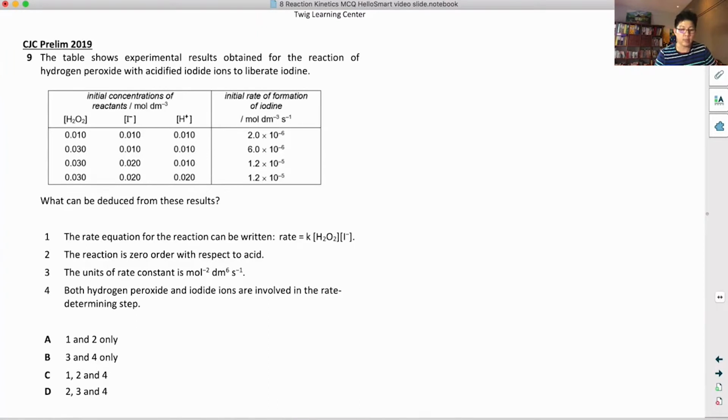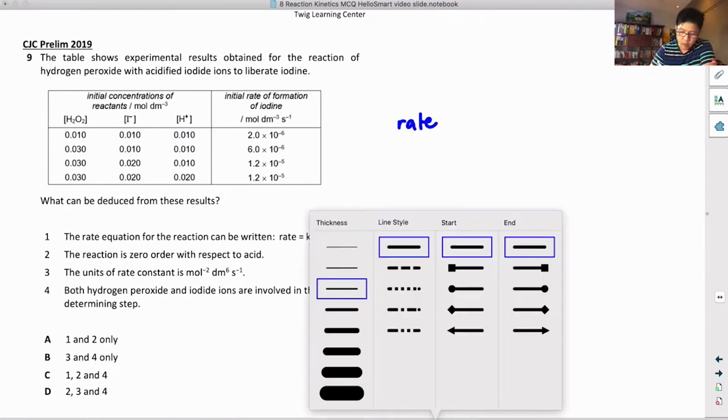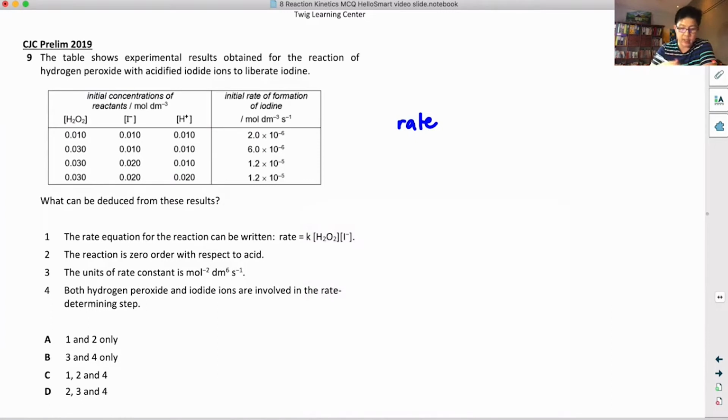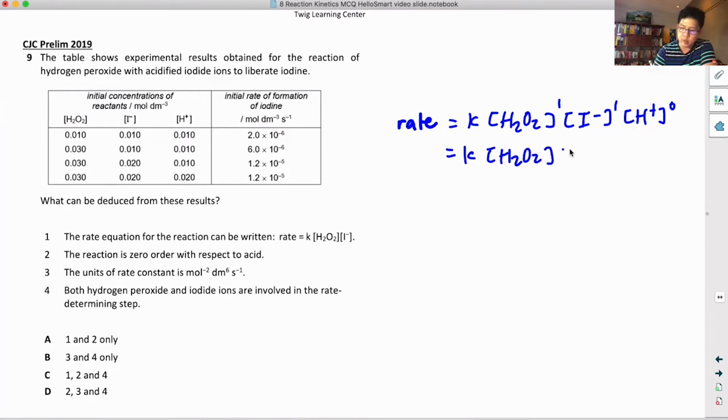Okay, let's look at question 9. The table is exactly the same as question 3 that we did just now. So I'm just going to write down the rate equation: rate equals k[H2O2][I minus]. It's first order with respect to these two, and in fact zero order with respect to H plus, so you don't have to write that. This is what it should look like.